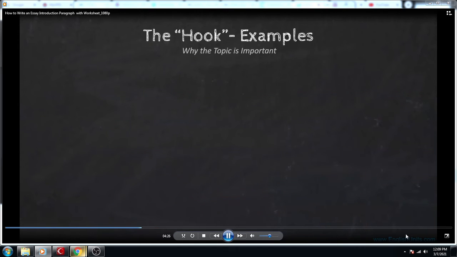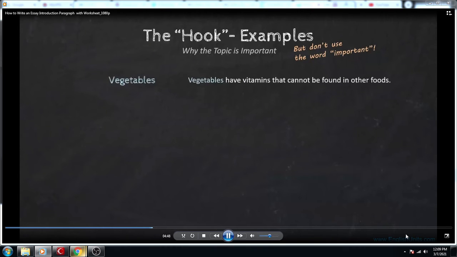Let's look at a few more examples of hooks that tell why a topic is important. This time we'll look at topics besides exercise. Remember that when you write this type of hook, don't use the word important. Just tell why the topic is important. Using the word important will make your sentence sound a little too simple. So let's say you're writing an essay about vegetables. You could use this hook. Vegetables have vitamins that cannot be found in other foods.